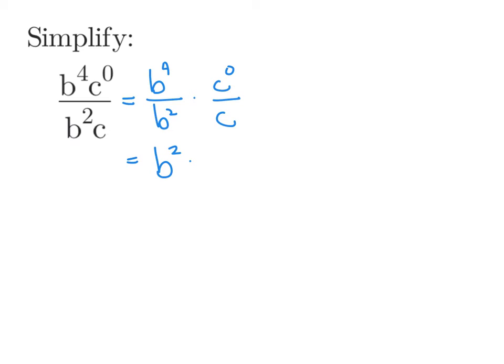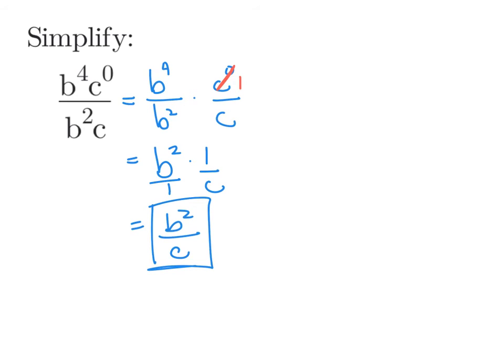And for c to the 0 over c, we know that anything to the 0 power is going to be equal to 1. So that fraction is the same as 1 over c. Now when we put these two back together, because b squared is like b squared over 1, we multiply straight across the top, b squared, and straight across the bottom, c, and there is our simplified fraction.